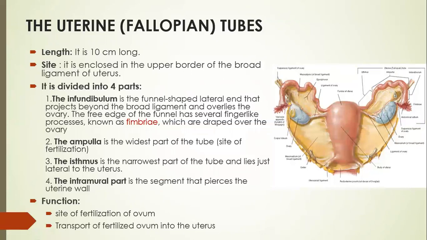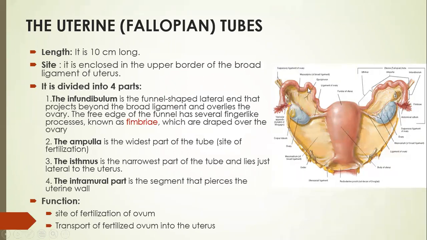Now coming to the fallopian tube. So this is the long tube. This is called the fallopian tube, but it is also called the uterine tube, or the oviduct. The length of this tube is almost 10 centimeters. It is enclosed in the upper border of the broad ligament of the uterus. If you see here, this is the broad ligament. So it is present in the upper border. The broad ligament is actually hanging on the fallopian tubes on either side.